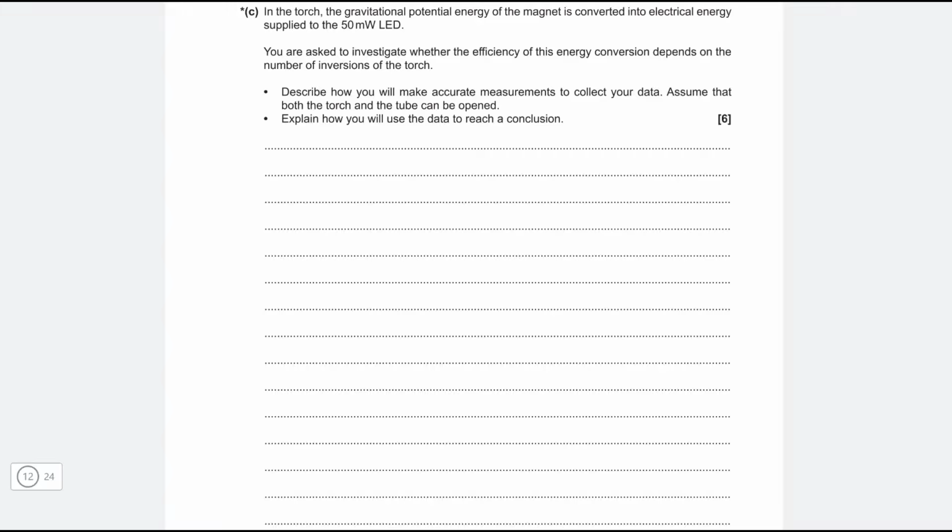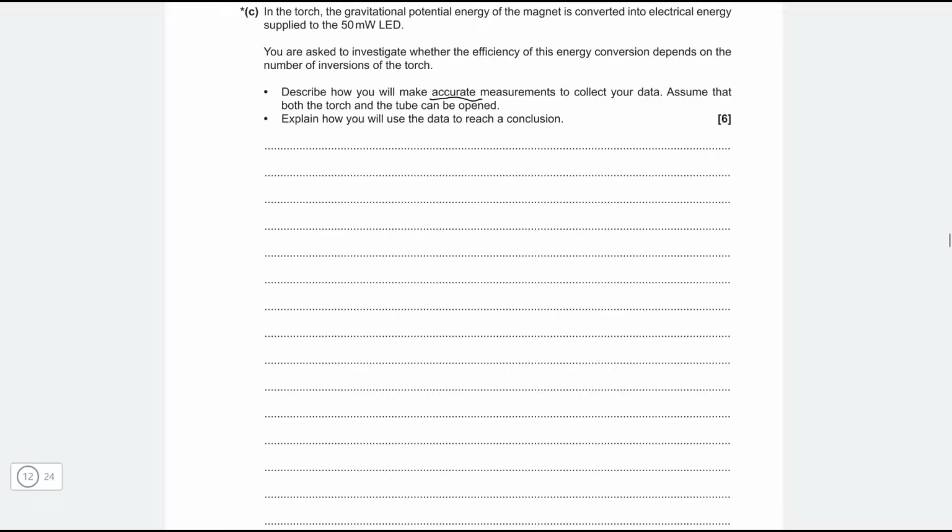Okay, part C, the extended response question, the 6 marker. In the torch, the gravitational potential energy of the magnet is converted into electrical energy supplied to the 50 milliwatt LED. You are asked to investigate whether the efficiency of this energy conversion depends on the number of inversions of the torch. Okay, so first off, we need to describe how we're going to make accurate measurements.